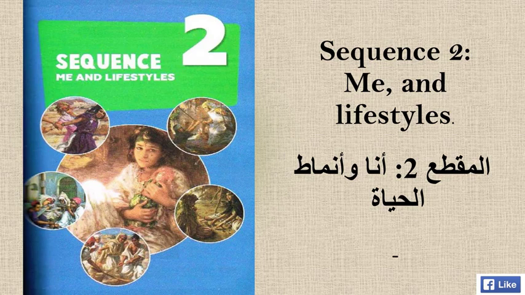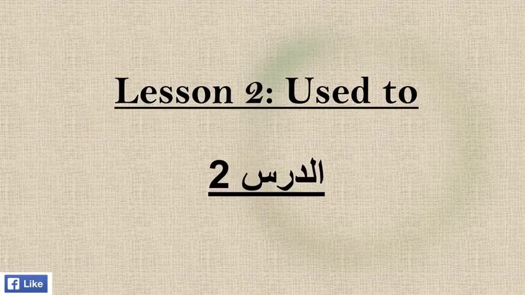So lesson objectives. First, to talk about habits in the past. Habits يعني الأمور اللي تتكرر معانا في الماضي. To use used to in the affirmative, negative and interrogative forms. نستعملوا عبارة used to in different forms. شوفوا معايا الأمثلة.